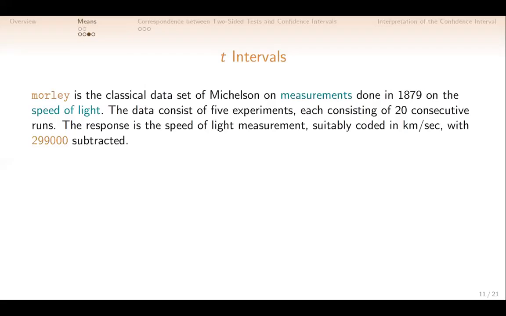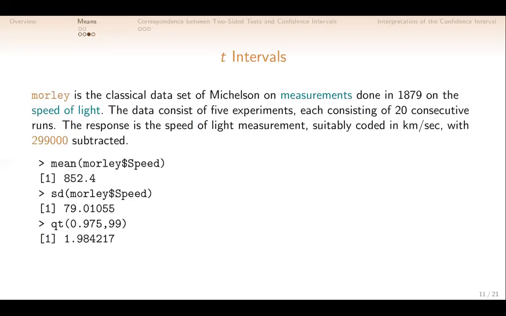And I coded it in kilometers per second, and I left off the last 3 digits. So it's 299 and then the 3 more digits, so I don't have to carry them with me. So this Morley data is actually stored in R, and you just do Morley $speed, and you get, for the mean, 852, and for the standard deviation, 79.